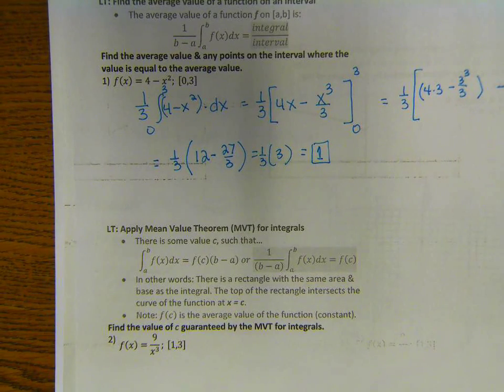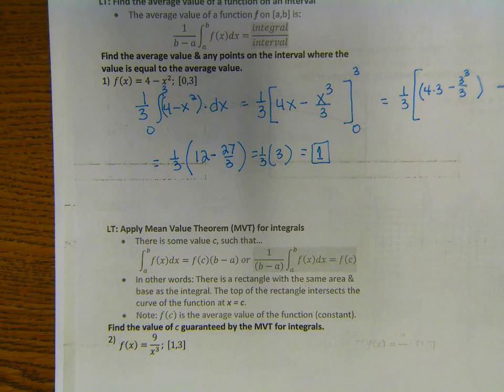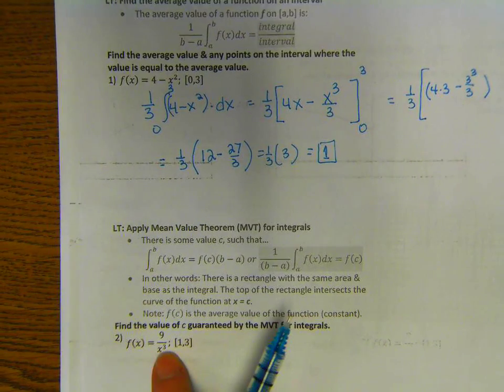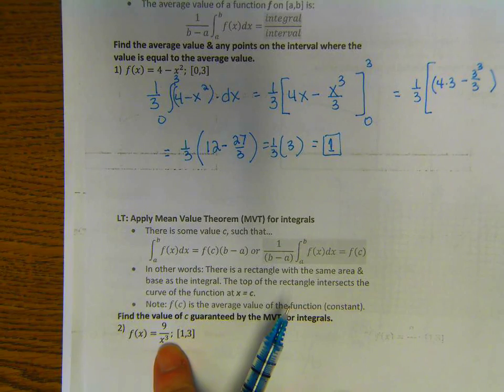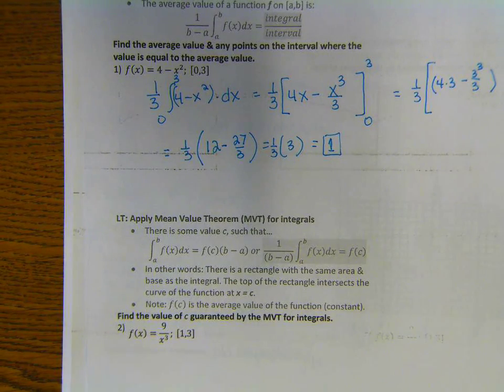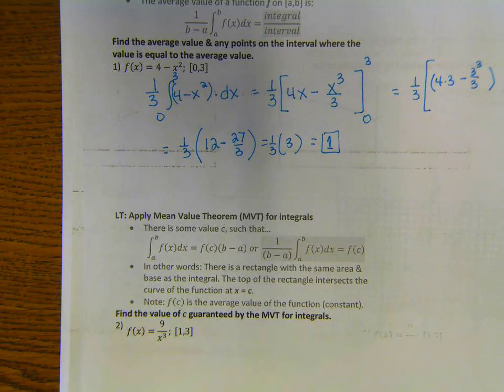So what's the relationship between the average value and the mean value theorem? The mean value theorem just basically says if the function is continuous and differentiable, that we can find a value that is equal to the average value. We can find an x value that would produce that. And so if I ask you to find that value of c, we're going to use the average value, but then we're going to solve for x. So here's what I mean.